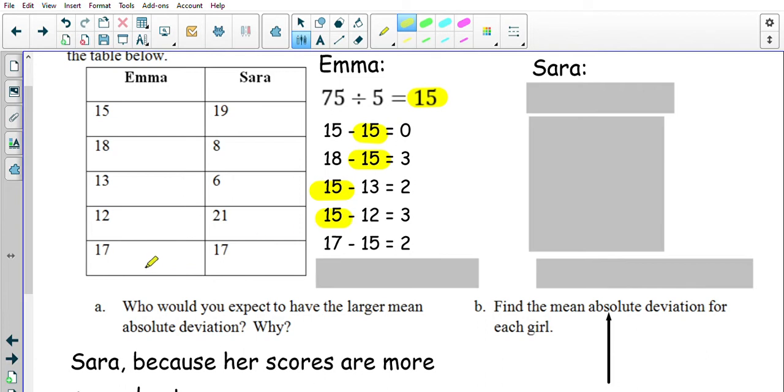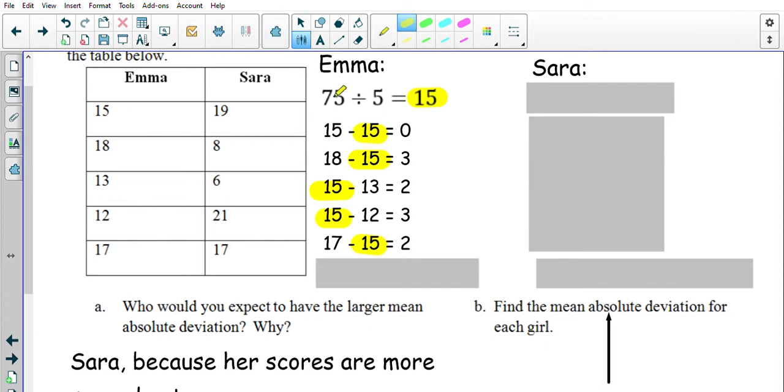And my last number was 17, so take 17 minus 15 to get a difference of 2. So we can get a difference of 2 in two different ways, either 2 above 15, like 17, or 2 below 15, like the number 13. So these are my differences between the mean and each number in the set.